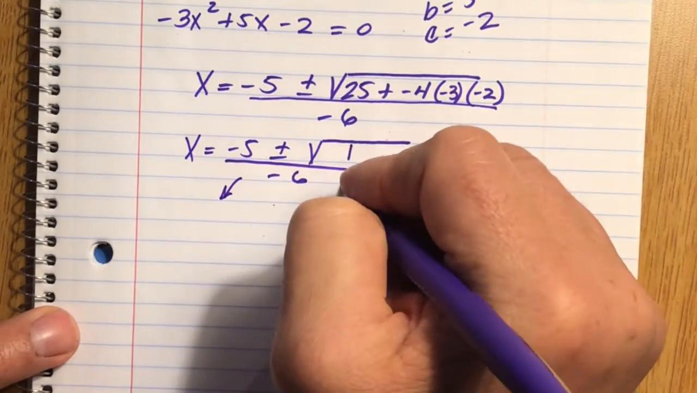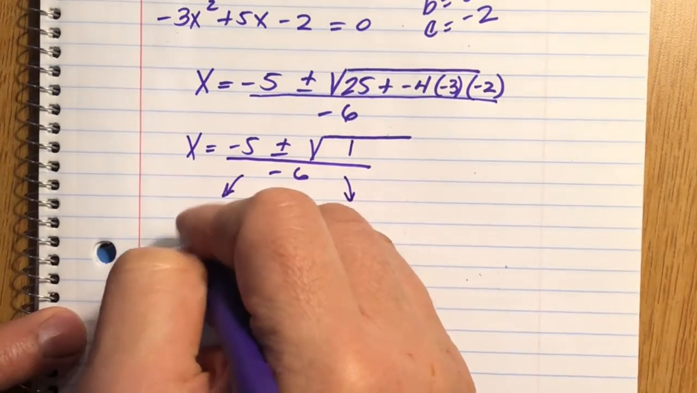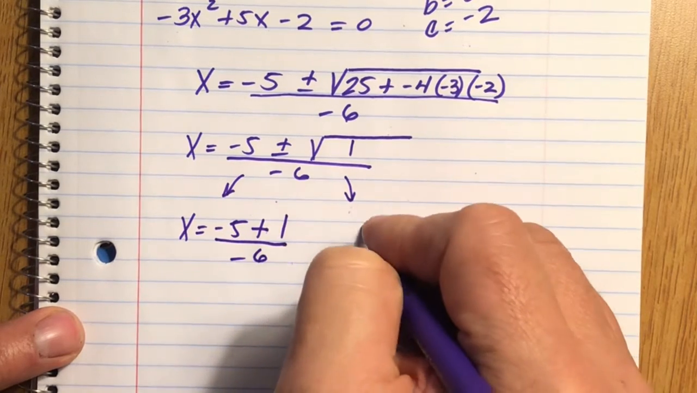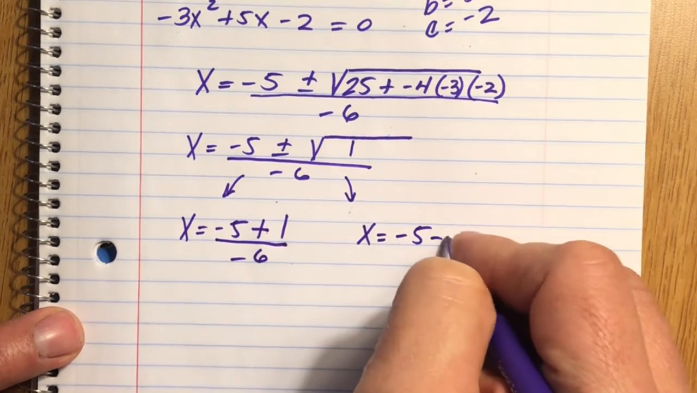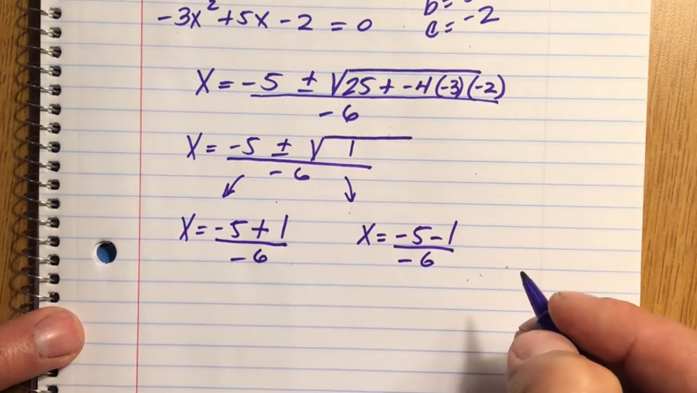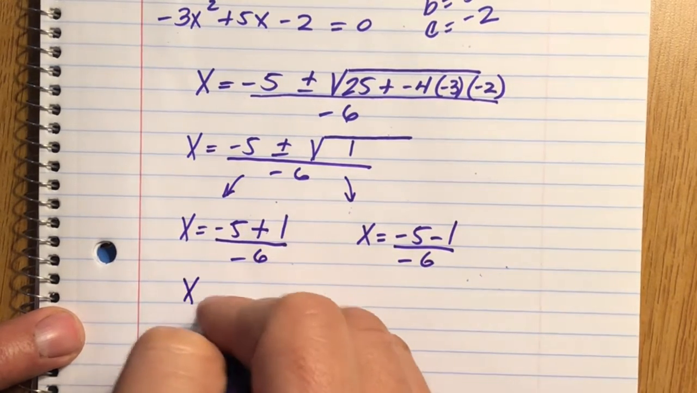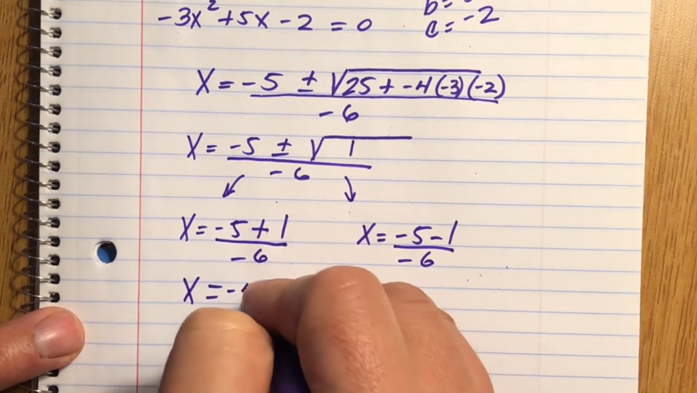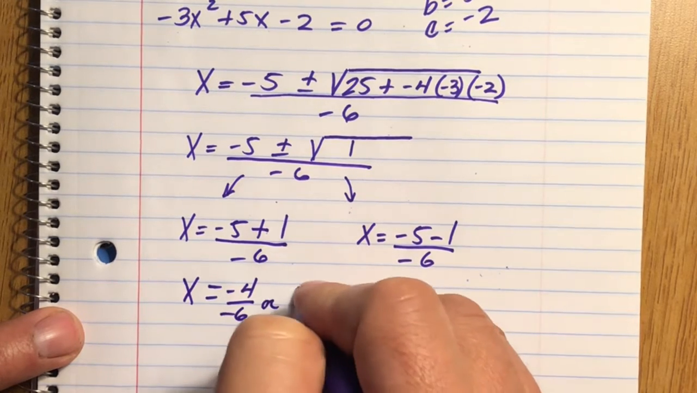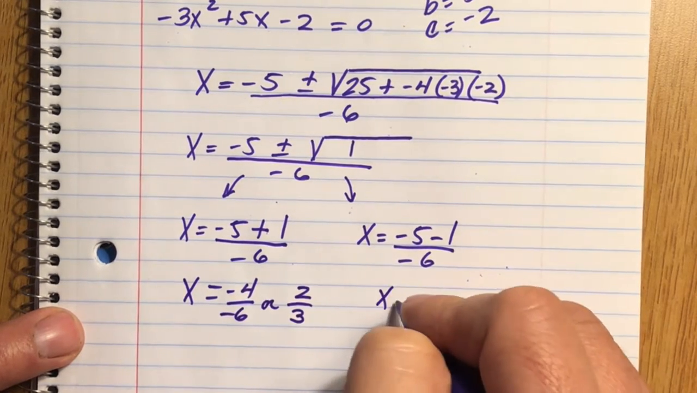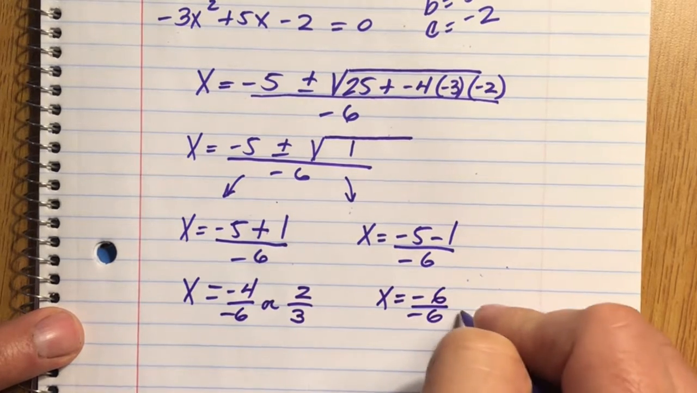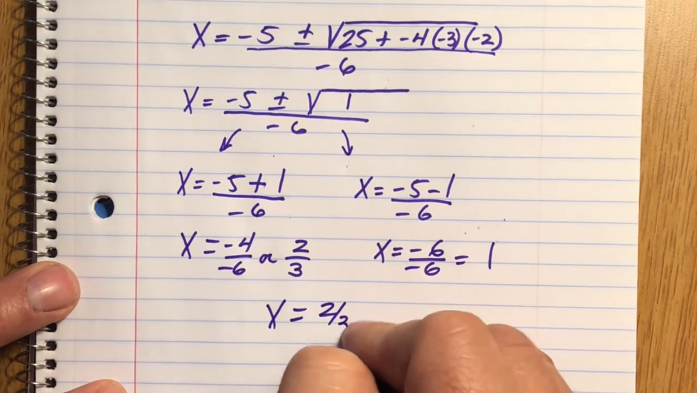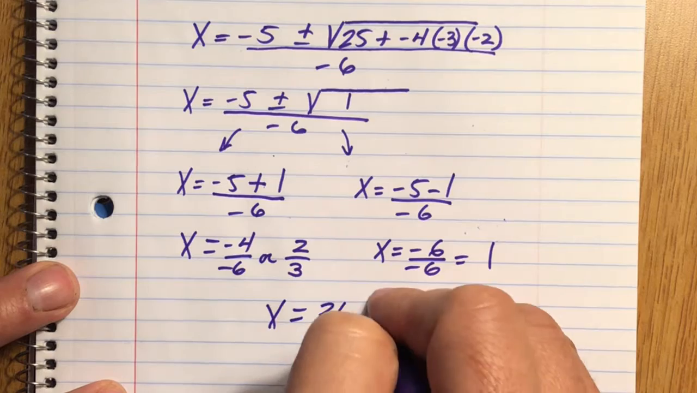And now this is where we're going to go ahead and split this off. So x equals negative 5 plus 1 over negative 6, and negative 5 minus 1 over negative 6. So x equals, this is going to be negative 4 over negative 6, or a positive 2/3, or negative 6 over negative 6, which equals 1. So here we go. X equals 2/3 and 1.